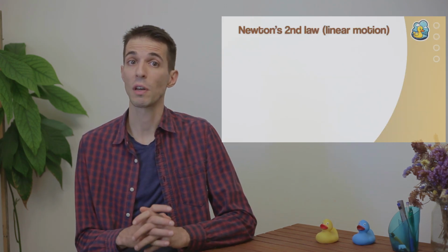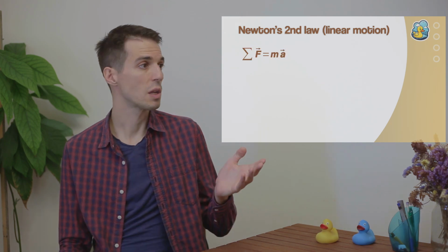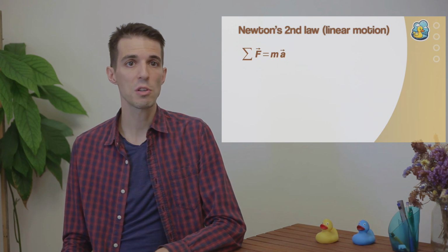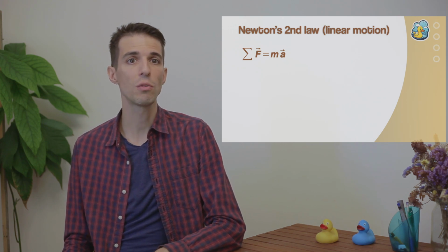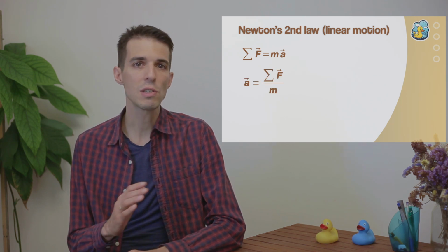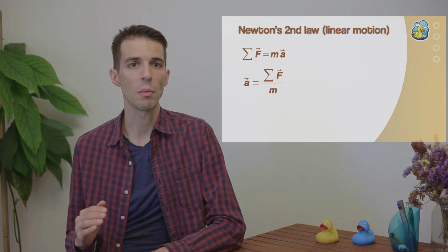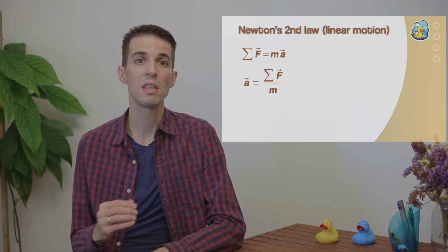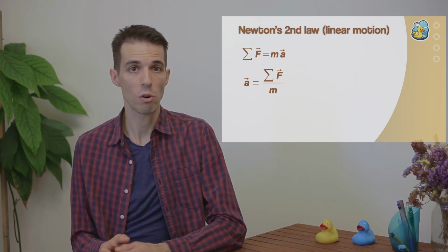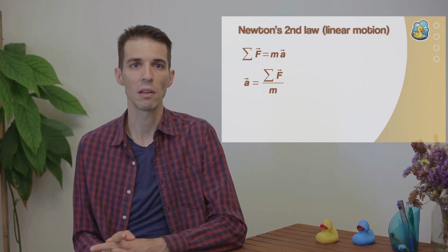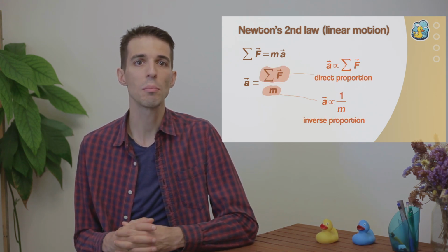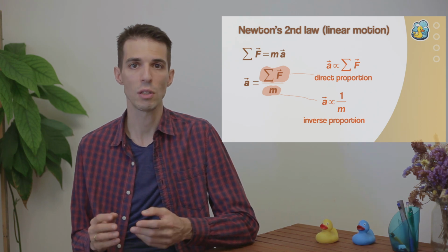Let's start with Newton's second law in its familiar form. Sum of F equals ma. This tells us that the resultant force acting on an object is equal to its mass times its acceleration. I like writing it in this form: a equals sum F divided by m. In this latter form, we see that the acceleration of an object depends on the force applied and the object's mass. It is the forces that cause acceleration, and the mass resists this change in motion.